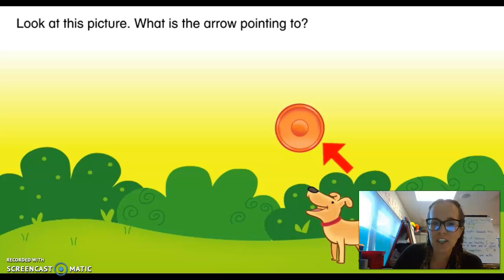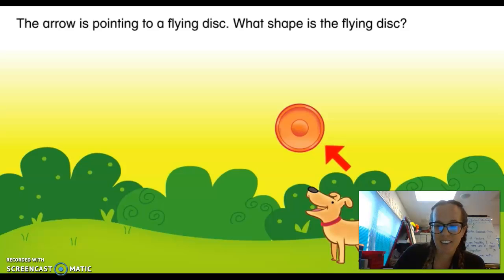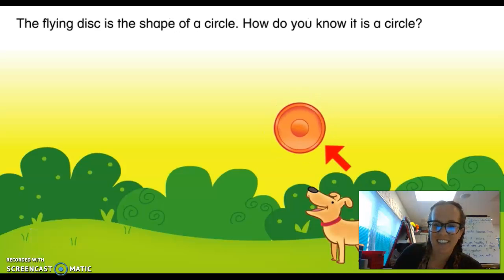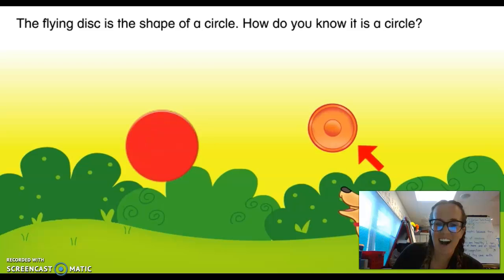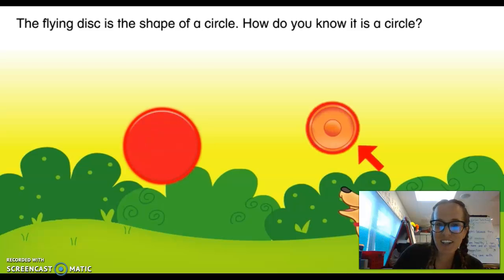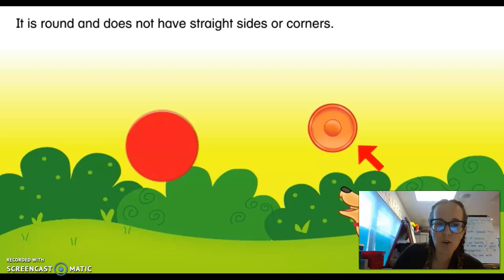Look at this picture. What is the arrow pointing to? The arrow is pointing to a flying disc. What shape is the flying disc? So let's look at it. What shape is this? How do you know? I hope you said a circle. And we know it's a circle because it is round and does not have straight sides or corners.